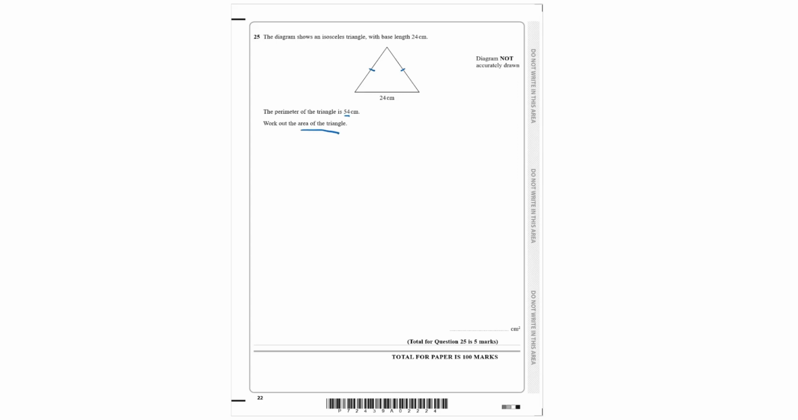So we know that the perimeter in total is 54. So 54 is equal to 24 as the base plus 2 of these sides. Let's call this x and this x, plus 2x. We can then bring this to the other side. So we have 54 minus 24 is equal to 2x.